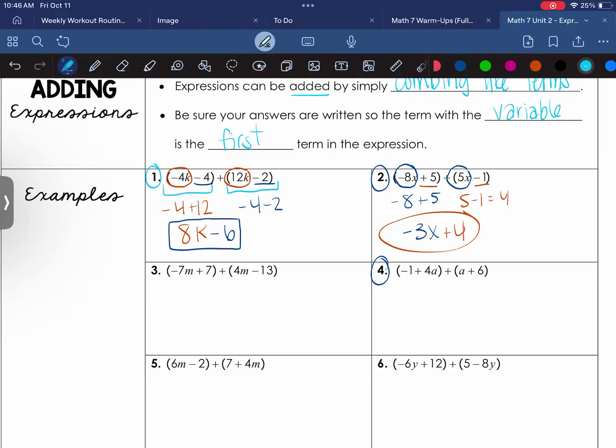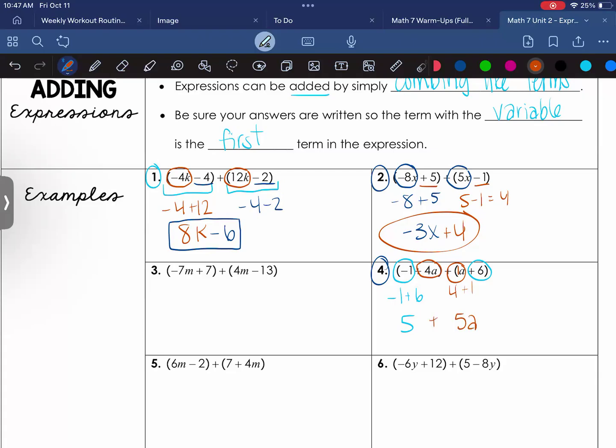And number 4, we have negative 1 plus 6. So negative 1 plus 6, that's going to get us positive 5. And then for our variable terms, we have 4a plus a. Remember, that's plus 1a. If you don't see it, it's a 1 there. So 4 plus 1 is 5. Don't forget the a attached.